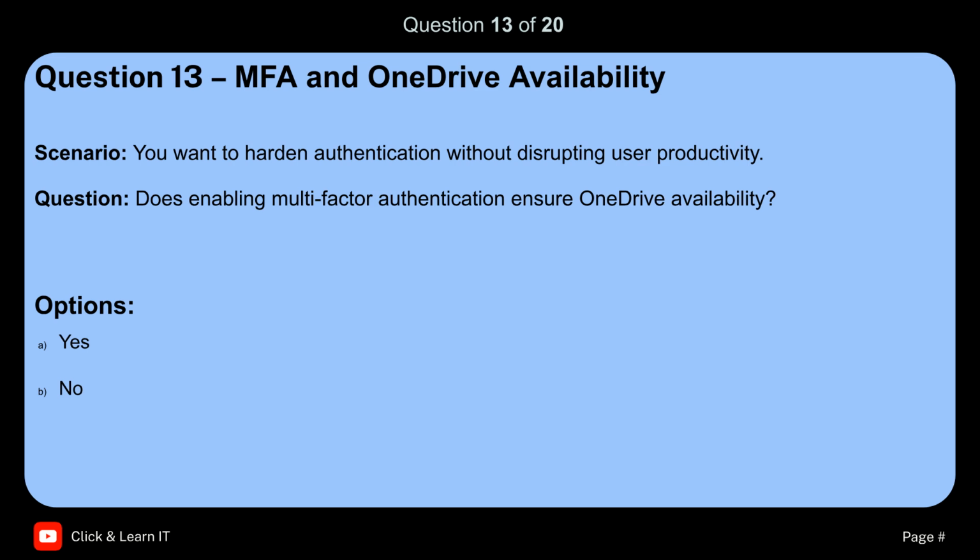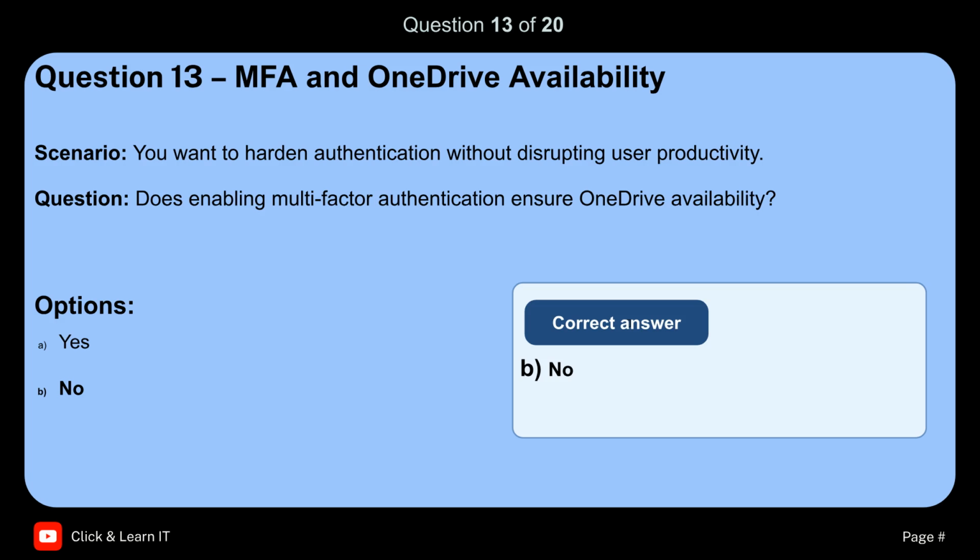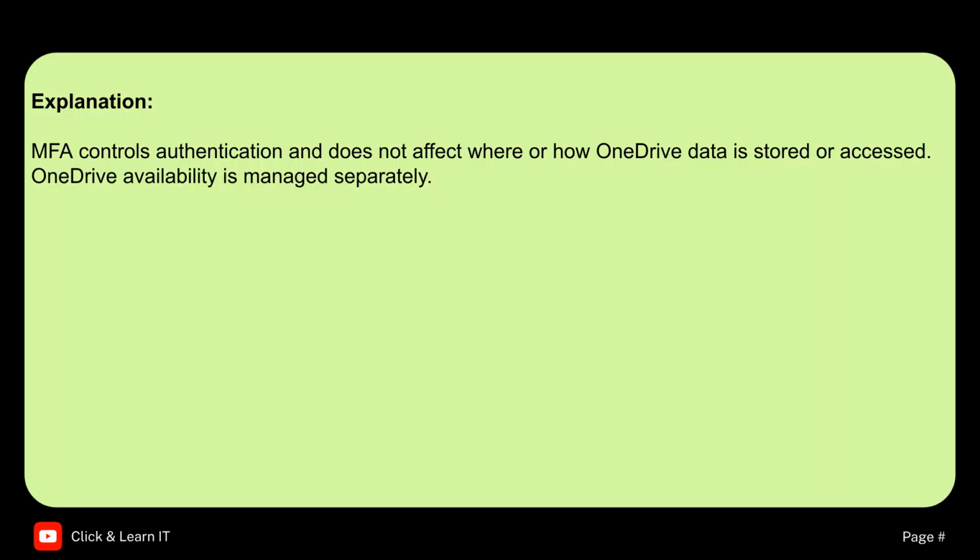Question 13. You want to harden authentication without disrupting user productivity. Does enabling multi-factor authentication ensure OneDrive availability? Options are yes or no. The correct answer is B, no. MFA controls authentication and does not affect where or how OneDrive data is stored or accessed. OneDrive availability is managed separately.